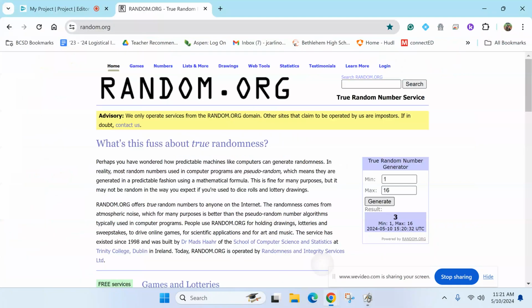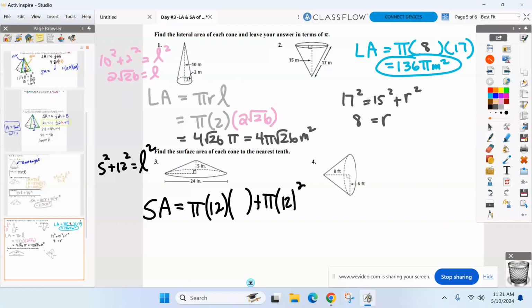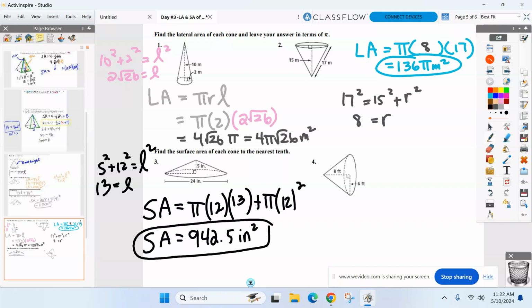And what do we got for the slant height when you have it? Zeev? 13, good. There it is. What do we go nearest tenth on this one? So that would have been 942.5 when you calculate it. No issue so far?